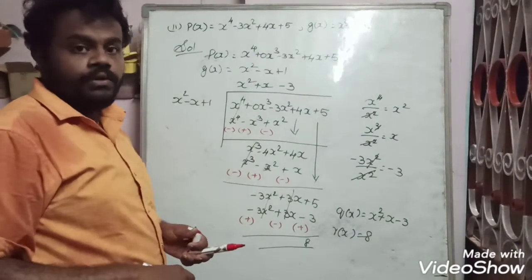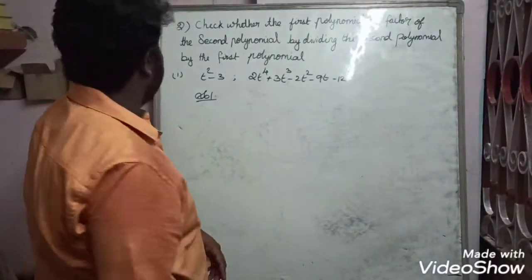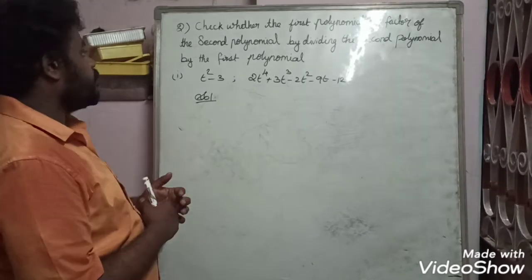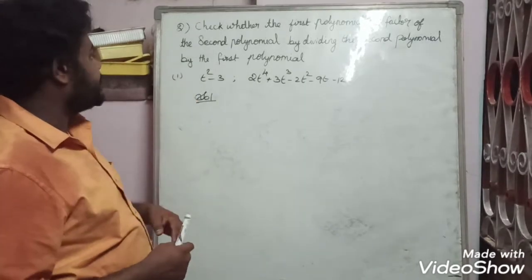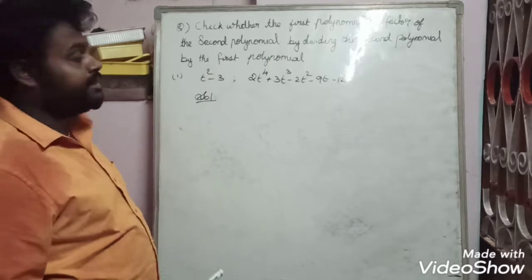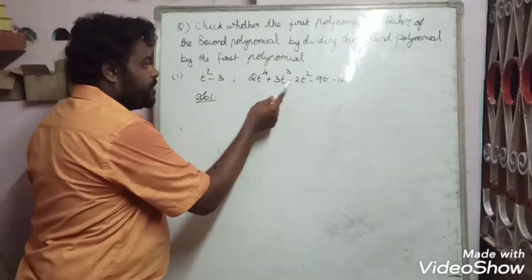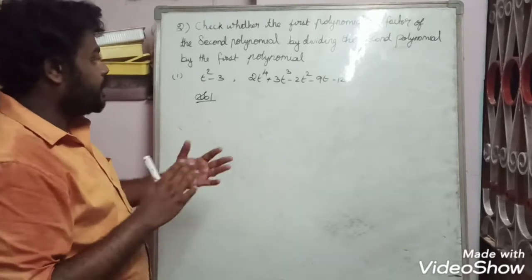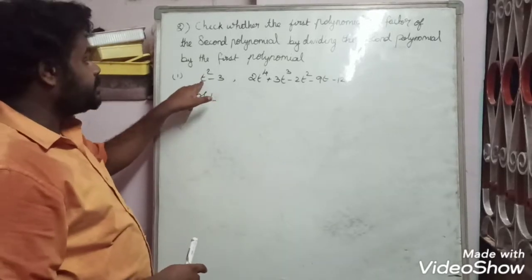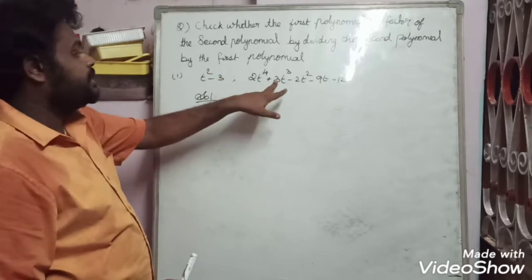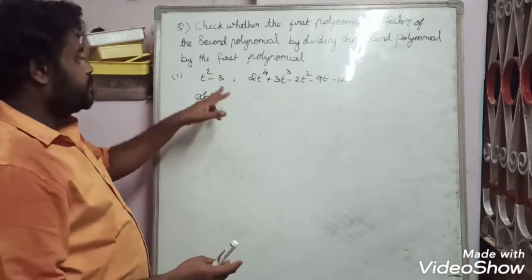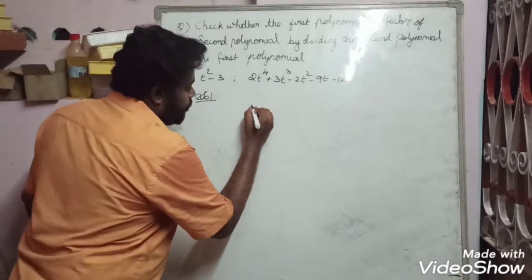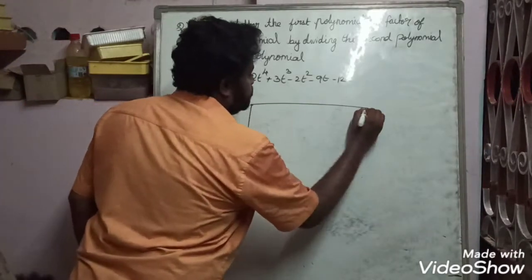Next we move on to Roman letter 2. Now we see Roman letter 2. Check whether the first polynomial is a factor of the second polynomial by dividing the second polynomial by the first polynomial. So we have to divide this second polynomial by the first polynomial. If we get the remainder 0, we conclude the first polynomial t square minus 3 is a factor of the second polynomial. Otherwise this one is not a factor of the second one. So directly move on to division.